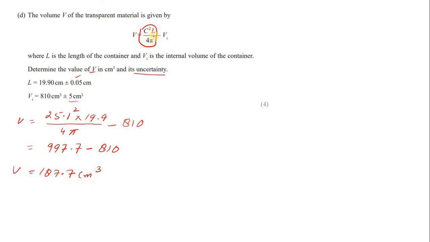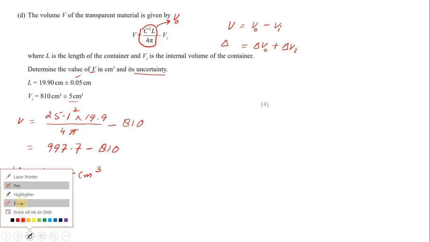So first this external volume, you can give a symbol. Let's say VO, or outer volume. So V is in fact VO minus VI. That means the uncertainty delta V must be equal to delta VO plus delta VI, because we have addition or subtraction of two quantities here.